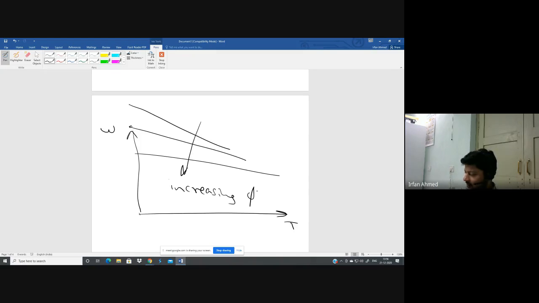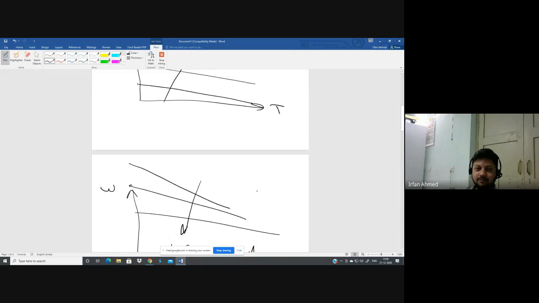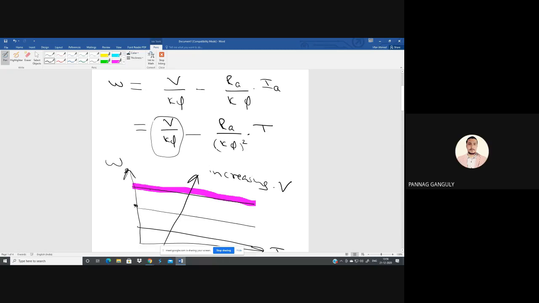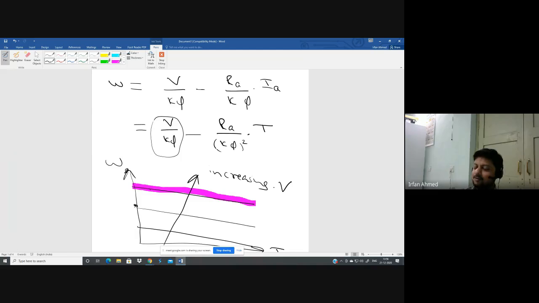Okay, how much flux can you decrease? Theoretically, if you make the flux zero, then speed becomes infinite. So can you go up to infinite speed? No, sir. So residual flux. Residual flux. Okay. Still, how much flux can you decrease? How far can you go?